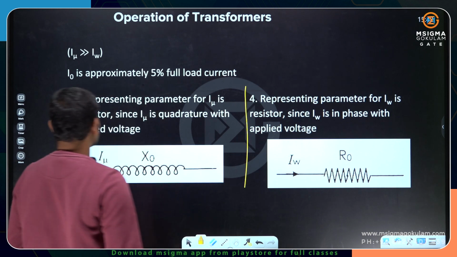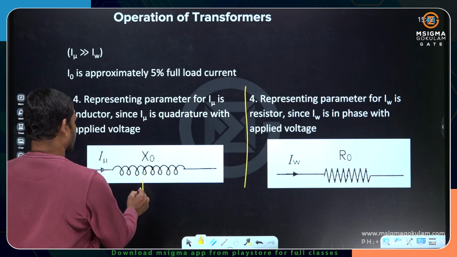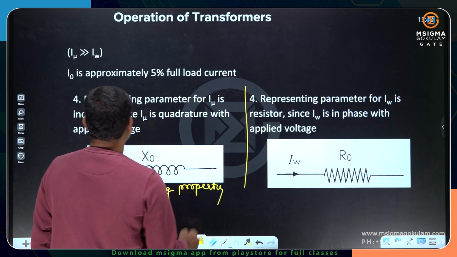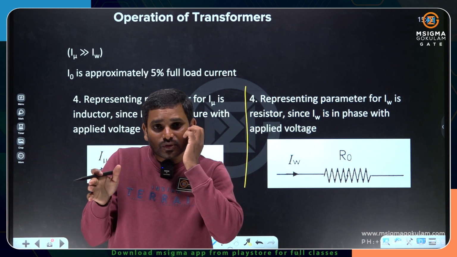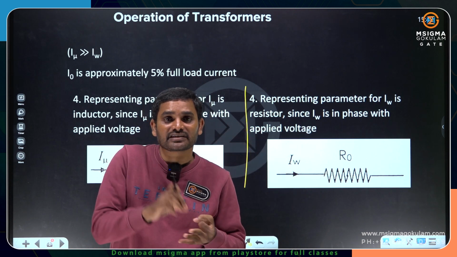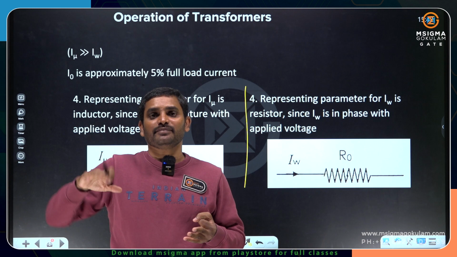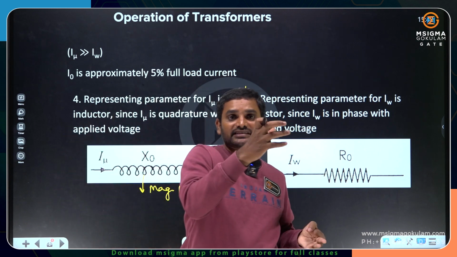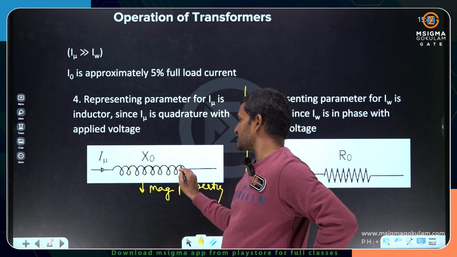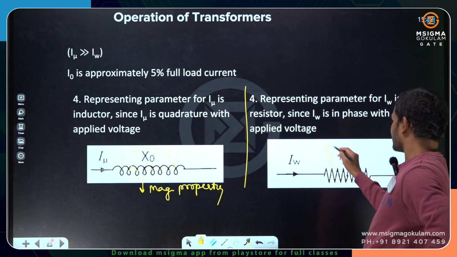If you see the representations of the two natures, the magnetic properties can be represented like this, X naught, with an inductor. The magnetic path, the core, can be represented in terms of electrical parameters. R, L, C are the electrical elements, no? If any loss or heat is there, we represent it with resistance. If a magnetic field is there, we represent it with an inductor. If an electric field is there, we represent it with a capacitor. So here the magnetic flux lines establishment we are representing with an inductor.